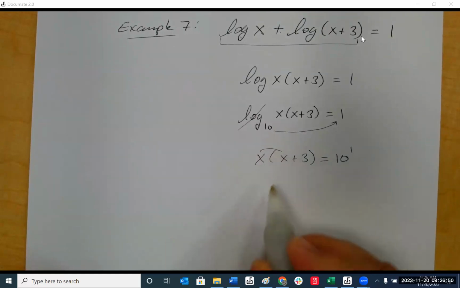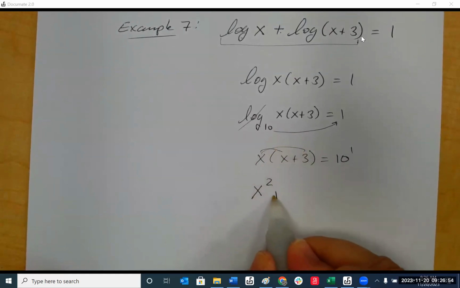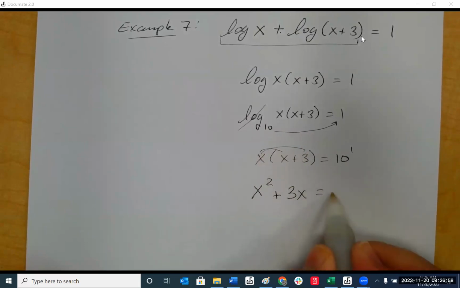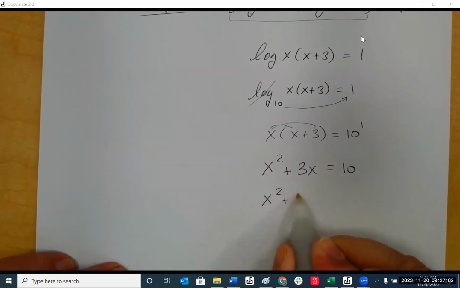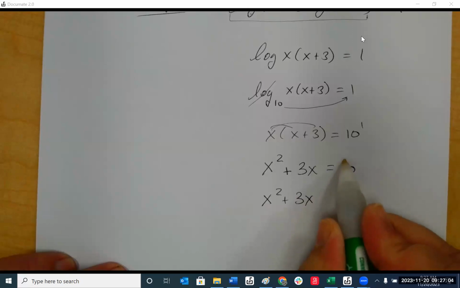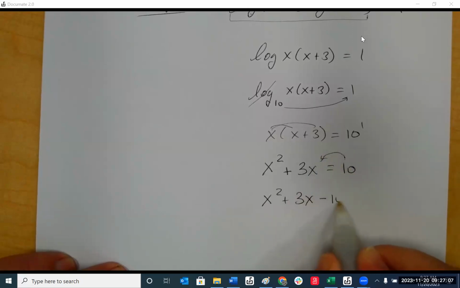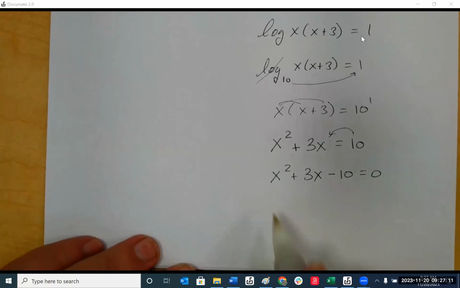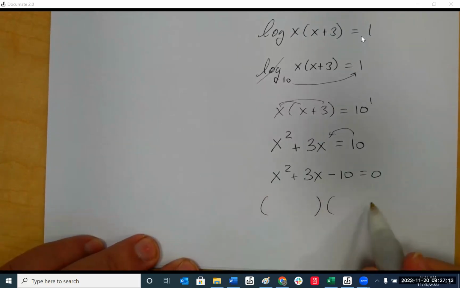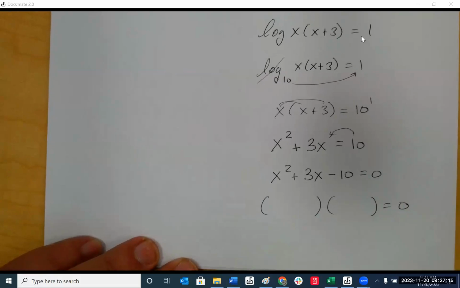Get rid of the parentheses. X times x is x squared. Positive and positive is positive. X times 3 is 3x. 10 to the first is 10. Move the 10 over. Subtract 10 from both sides. Now factor.